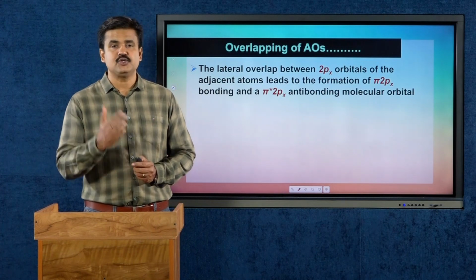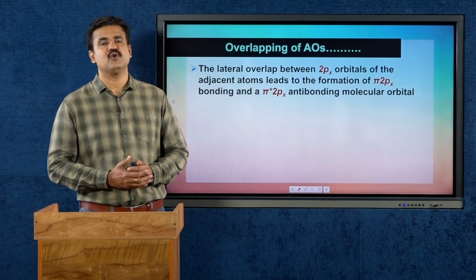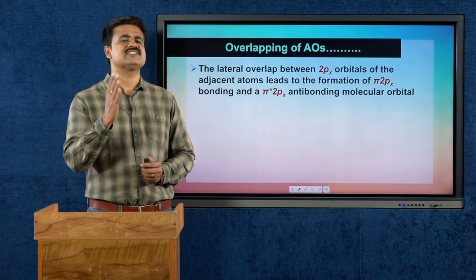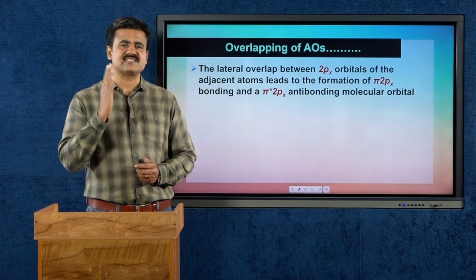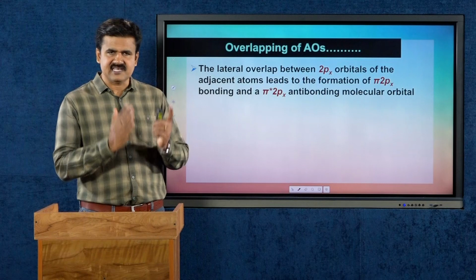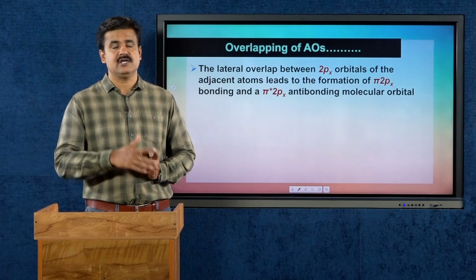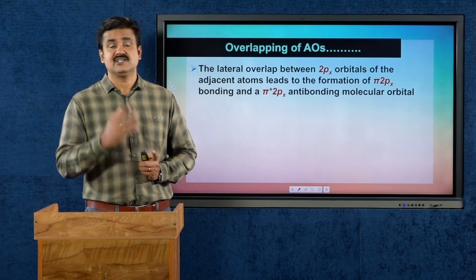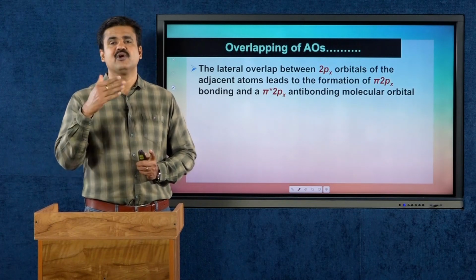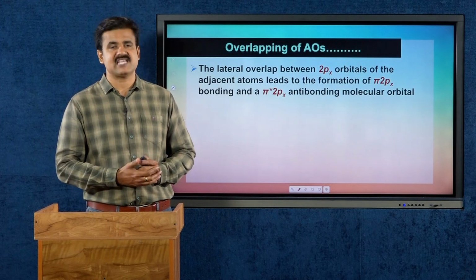Now, the lateral overlap or sidewise overlap between 2px orbitals of the adjacent atoms leads to the formation of pi 2px bonding molecular orbital and a pi star 2px antibonding molecular orbital. I already mentioned the fact that lateral overlap or sidewise overlap of atomic orbitals leads to the formation of pi molecular orbitals. Here, 2px orbitals overlap in a lateral fashion to produce two molecular orbitals. One is pi 2px BMO and the other is pi star 2px ABMO.